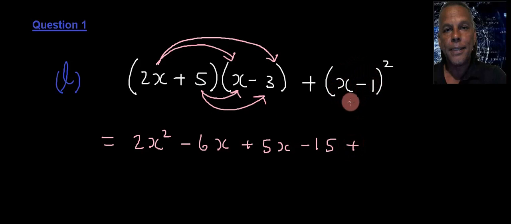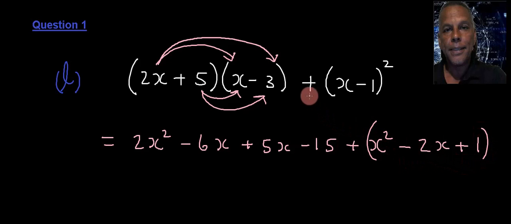Here we can either use FOIL or we can use the shortcut method. I'm going to use the shortcut method. This, of course, is a perfect square. So we square the first term. Then it's the first term times the second term times 2 with this sign, so a negative. So x times 1 is x times 2 is 2x. And then we square the second term, so plus 1. Note that we don't need brackets around these terms, because we have a plus here. If we had a minus, we would need brackets. So in this case, we don't need brackets.